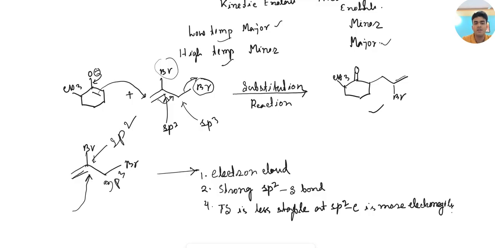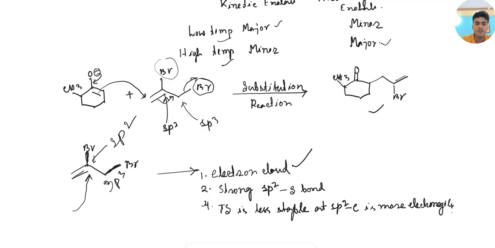That is the first reason: the electron cloud of the pi electrons will repel the nucleophile. The second one is that this bond is an sp3-s bond, while this bond is an sp2-s bond. The sp2-s bond is quite a bit shorter and stronger than the sp3-s bond. So breaking of this bond is quite easier. This is another reason.